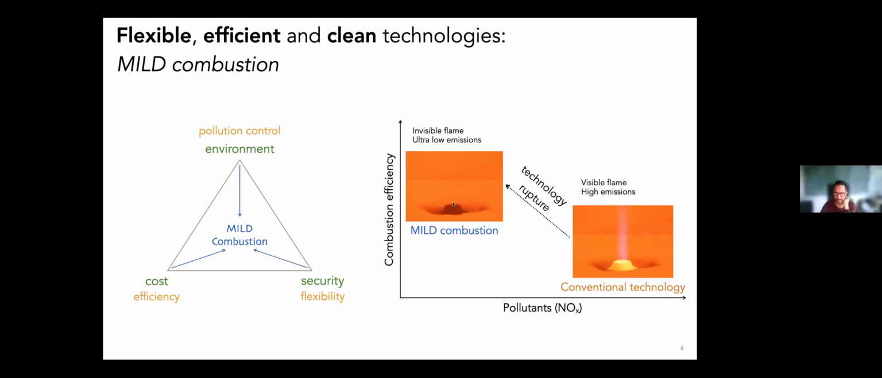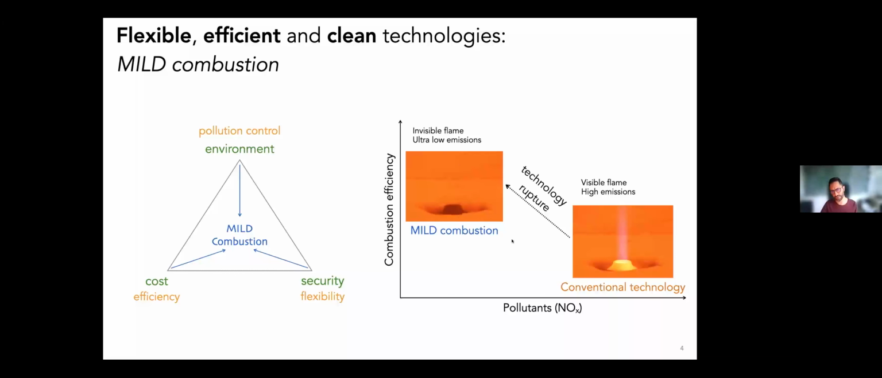What you see here is a picture of our furnace here at ULB. On the right, it functions in the conventional regime, where you see a visible flame and you have very high emissions. But you also see when it actually works in MILD combustion, and you realize that there is no visible flame, although the system is still on, and the emissions are ultra low. We talk about single digits for NOx, for instance, and complete combustion.